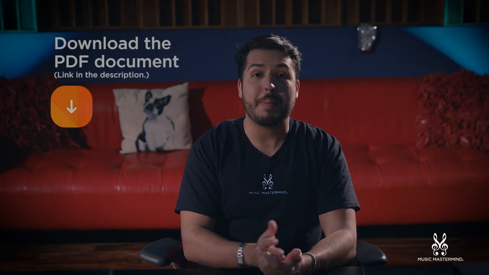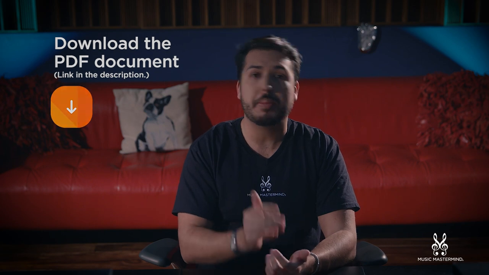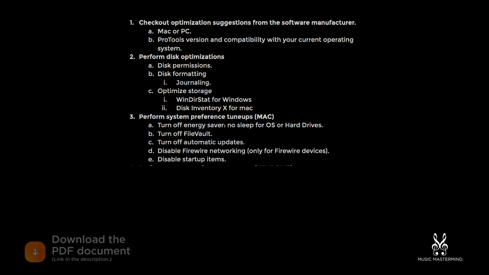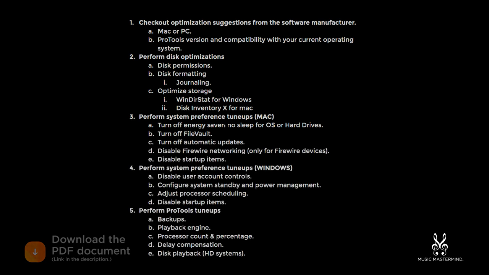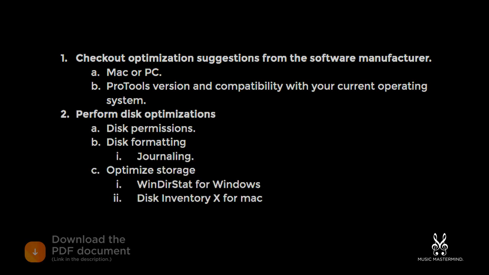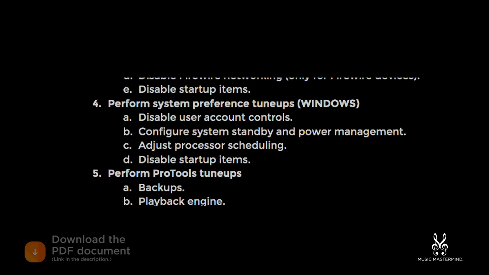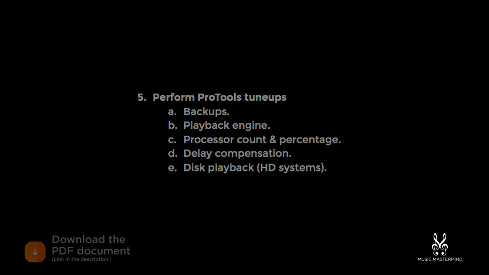Here's a little checklist I made for you every time you wanna optimize your computer. We'll look mostly at the Mac optimization since it's what we use, but there's also some great Windows optimization practices in the checklist. Here's a really handy guide in regards to the optimization of your system, starting with the system preferences and moving on to Pro Tools. Here's some of the main points. We need to check out optimization suggestions from the software developers, perform disk optimizations, perform system tune-ups as far as our operating system goes, and perform Pro Tools tune-ups.